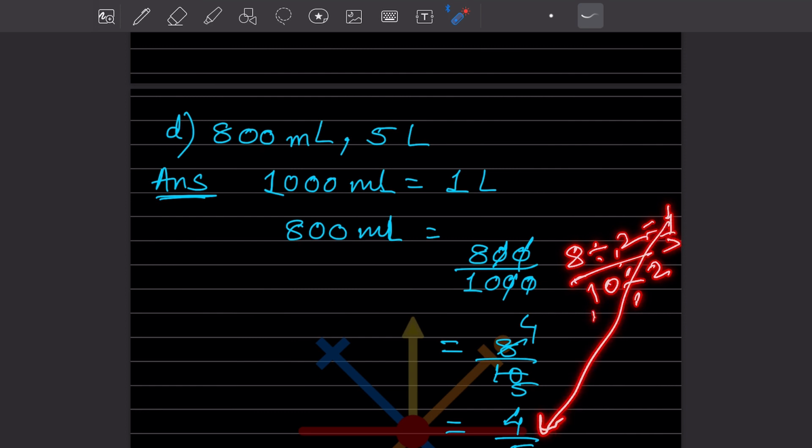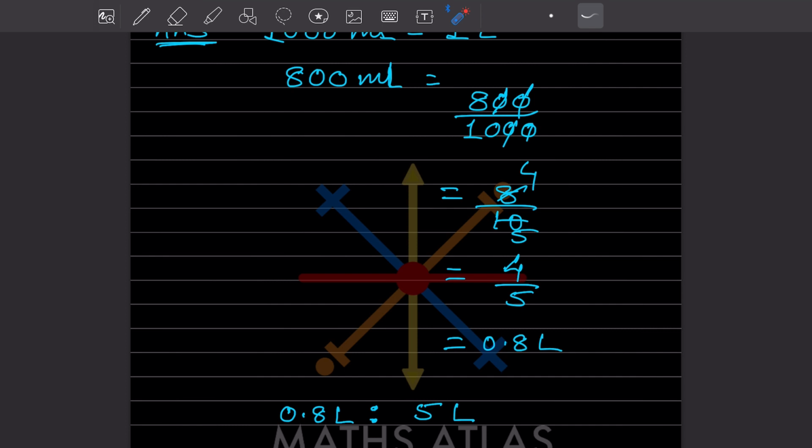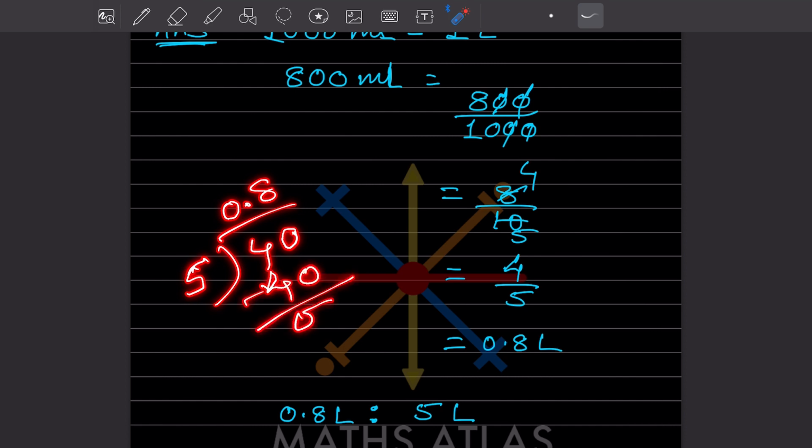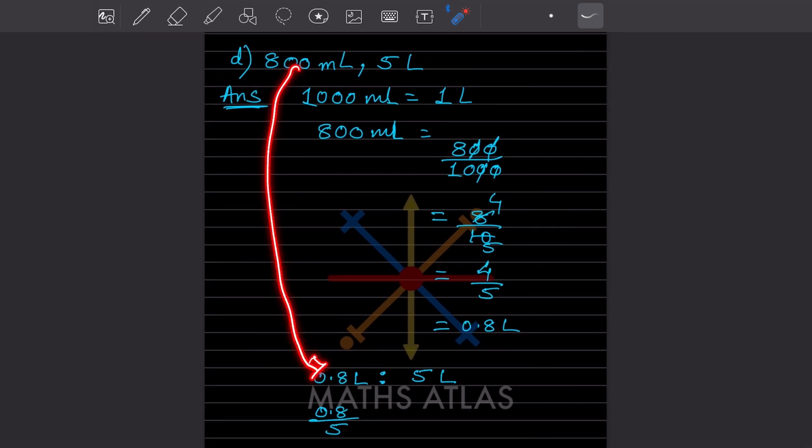Even if you don't know how to cancel like this directly, you can do it this way. So that is 4 by 5. 4 by 5 means 4 divided by 5. So how do you do that? 4 divided by 5. Because this is a smaller number, if you put your 0 over here, means you put 0 point over here, 5 eights are 40. So now what are you going to write here? 0.8, which is 0.8 liters. So in place of this one, we are going to write here 0.8 and 5 is as it is, because now both we got it in liters.